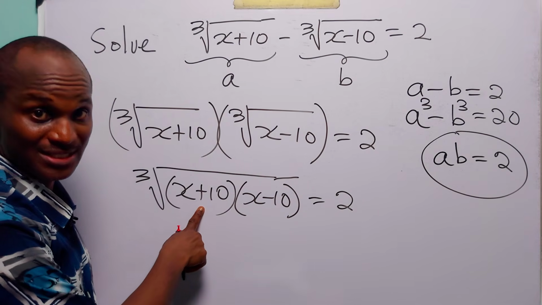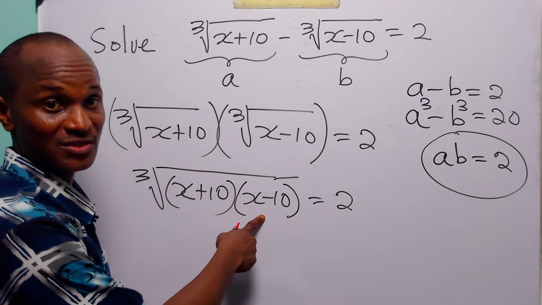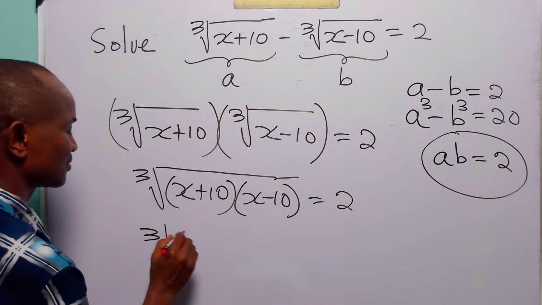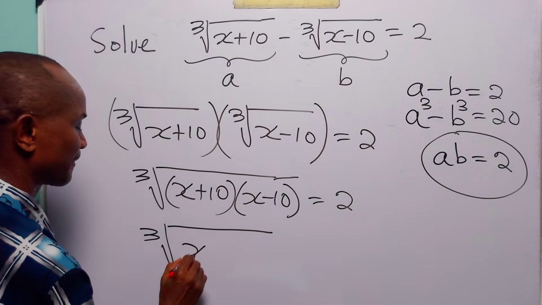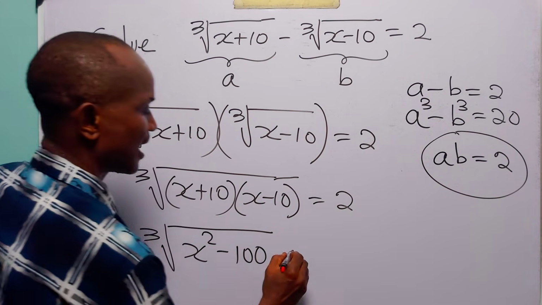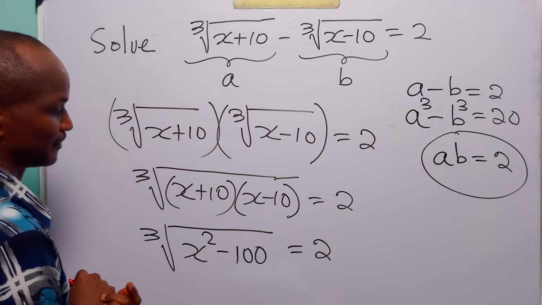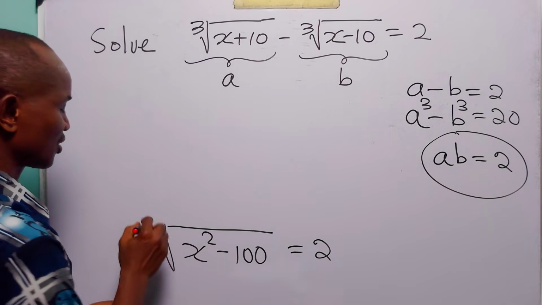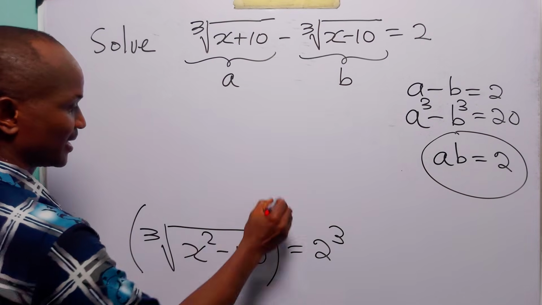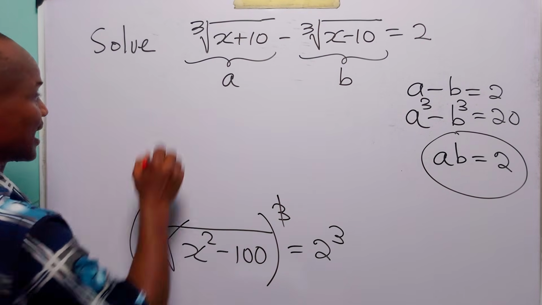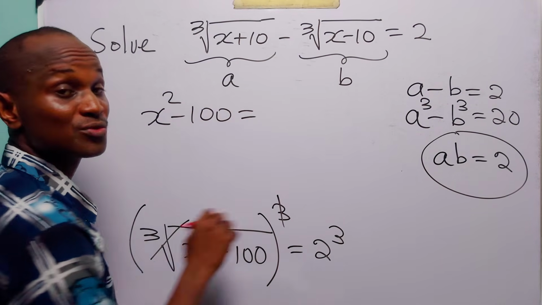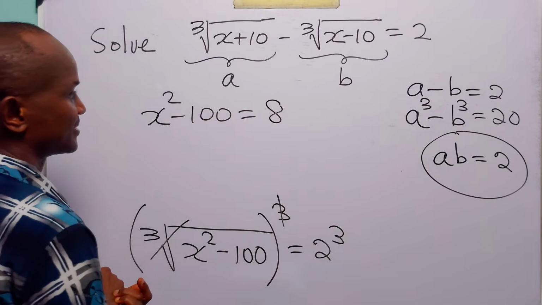Now you know that x plus 10 times x minus 10 is the difference of two squares. So this is the cube root of x squared minus 10 squared, which is 100, and this is equal to 2. Now, to get rid of this cube root, of course, we raise both sides of this equation to power 3. This is going to cancel that, and we have that x squared minus 100 is equal to 2 to the power 3, which is 8.